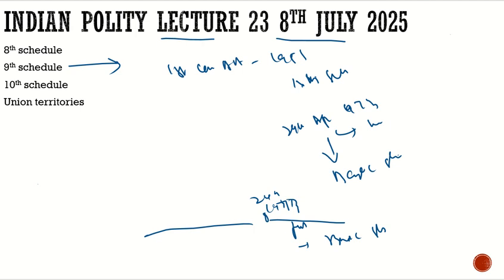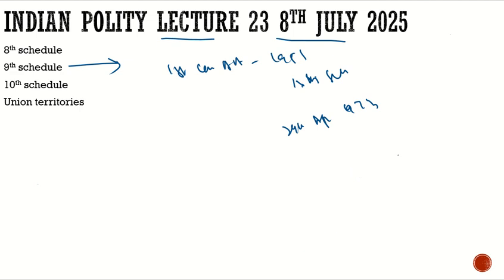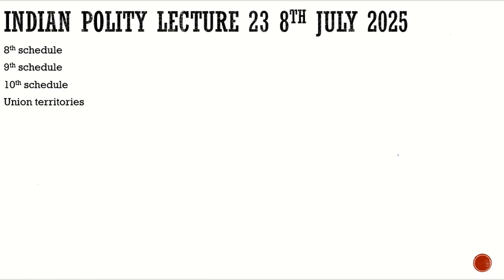Now let's move to the major discussion of today's class, which is the 10th schedule, or we can say the anti-defection law. Maybe if it is easy to understand, you can understand it in 5 minutes, and it may become so tough that it may take us 1 hour. So let's try to analyze the 10th schedule, the anti-defection law. We discussed the procedure in Lok Sabha and Rajya Sabha.